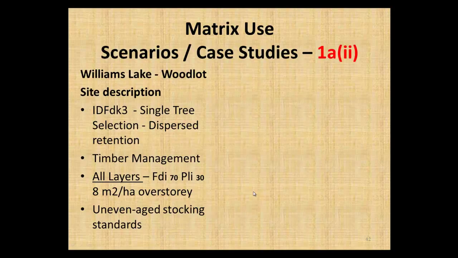Okay, so our second example would be Williams Lake woodlot. So here we are in Williams Lake in a woodlot. We're in the IDF DK3, single entry, single tree selection, dispersed retention, timber management, all layers.